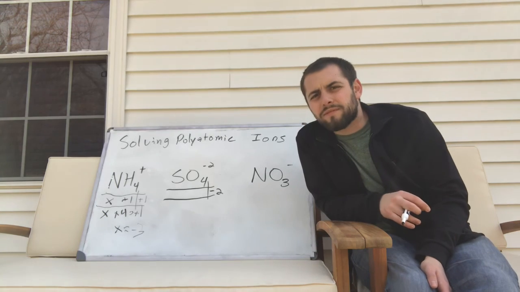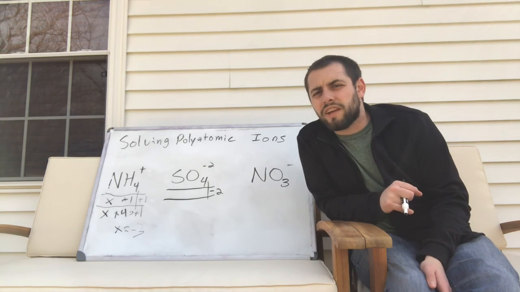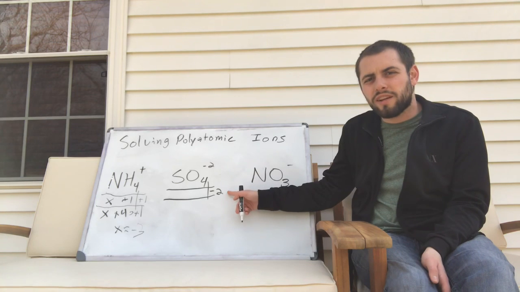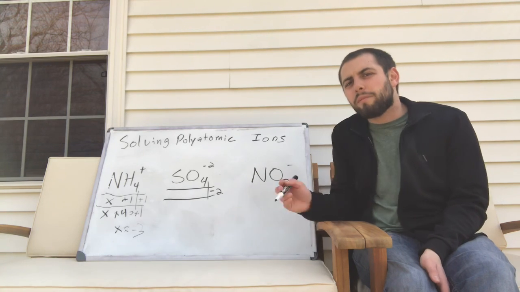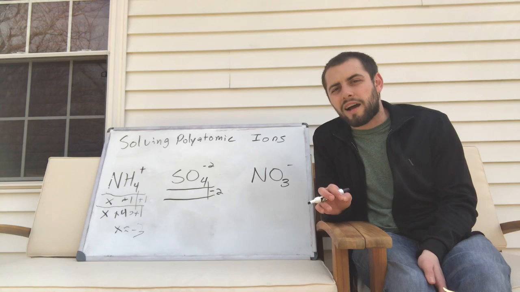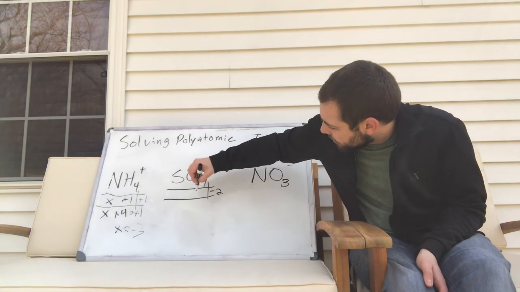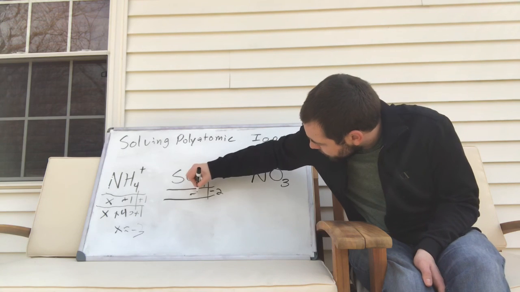So sulfate is going to have a charge of -2. So I put -2 in this space that I'm trying to solve for. I'm going to start with oxygen. Oxygen's very electronegative. It wants to gain 2 electrons. I'm going to give it those electrons. -2.